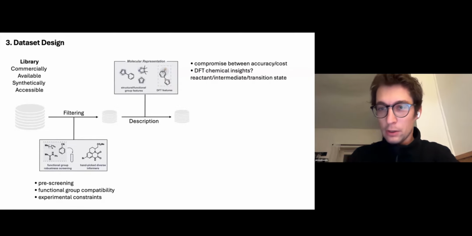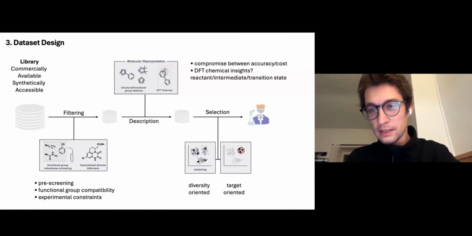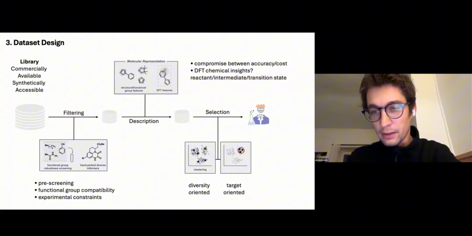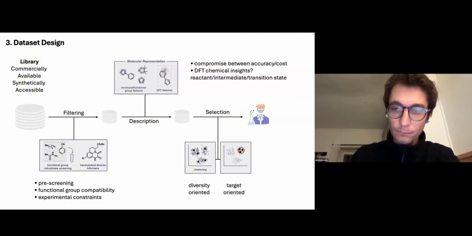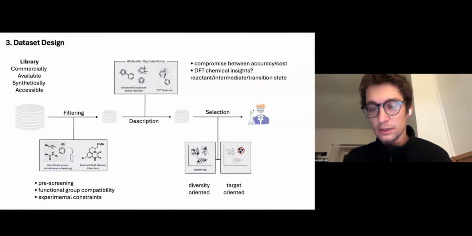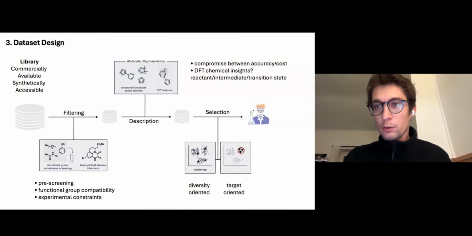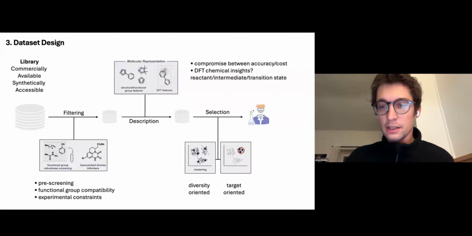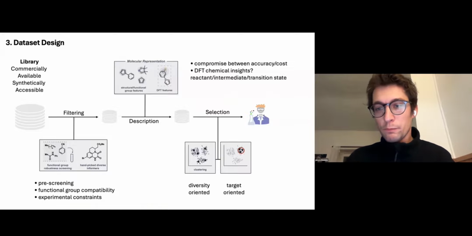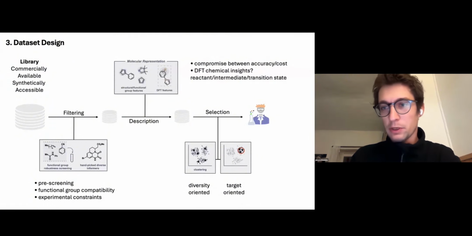And once you describe your chemical space, then you can do a first selection. Depending on the target of your modeling, you can use a clustering based selection, which aims at selecting a diverse set of reagents or reactions in your chemical space, or you can try to select reactants or compounds that reflect a specific part of your chemical space.